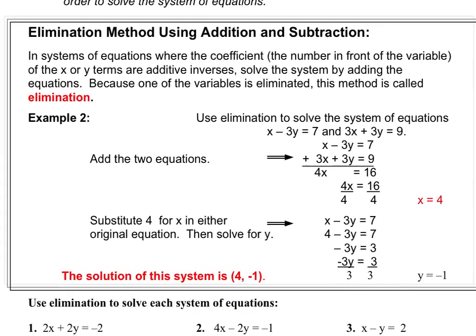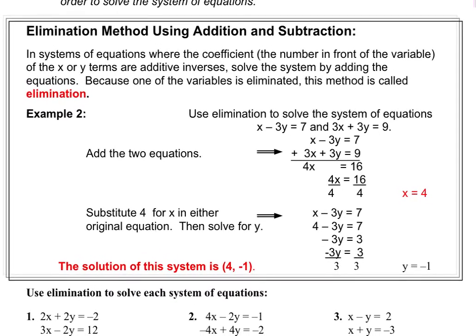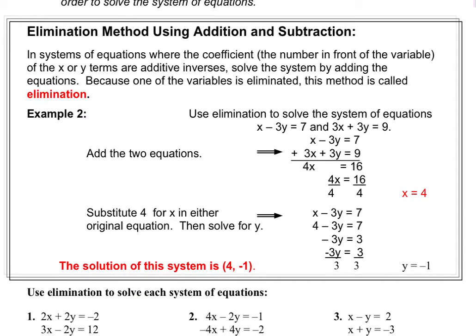So with the elimination method, we're using addition or subtraction to eliminate one of the variables. This works in systems of equations where the coefficients of the x or y terms are additive inverses. Remember, the coefficient is the number in front of the variable, the number being multiplied with the variable.